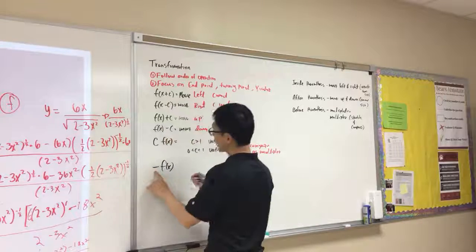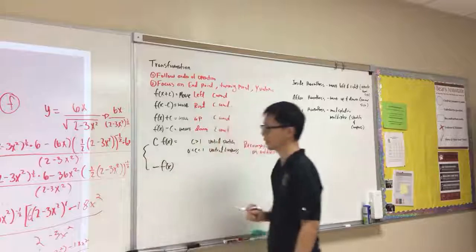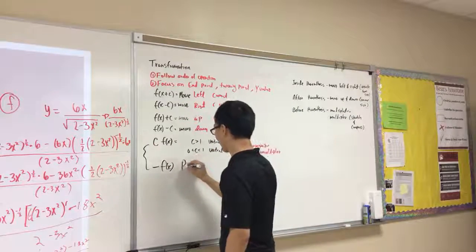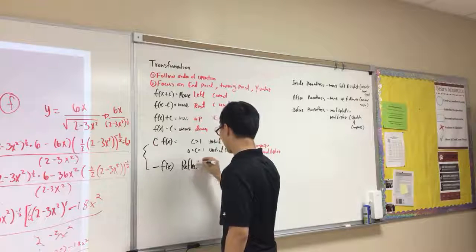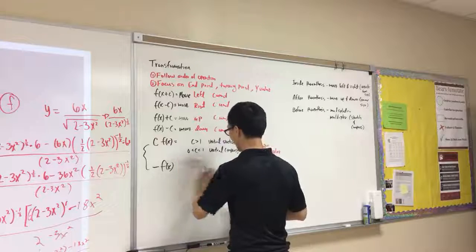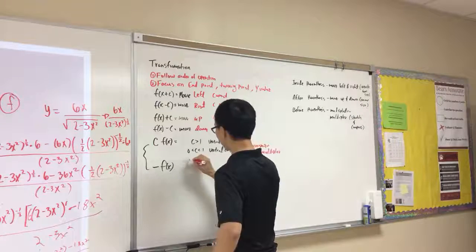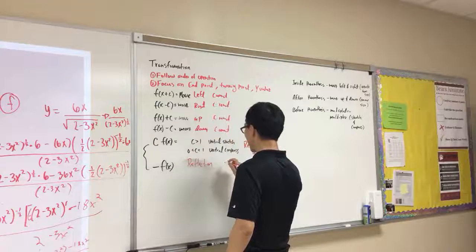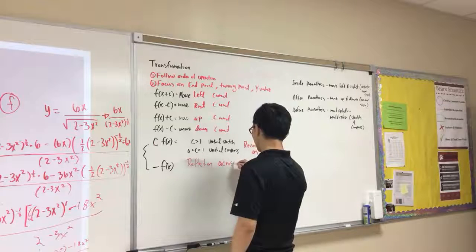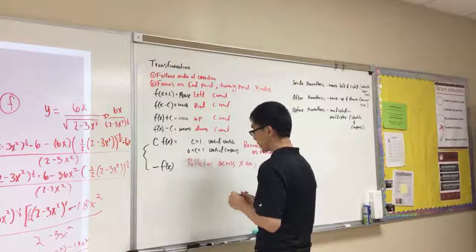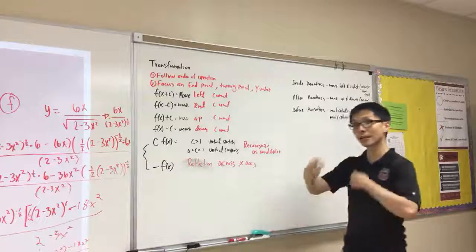One more thing: we're going to talk about a negative f of x. If there's a negative sign, it's going to cause a reflection. I'm going to write this in red because it is important. It's going to cause a reflection across the x-axis. Reflection across the x-axis.